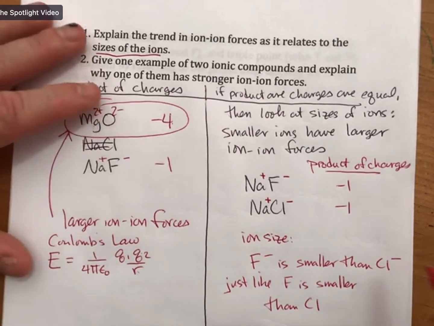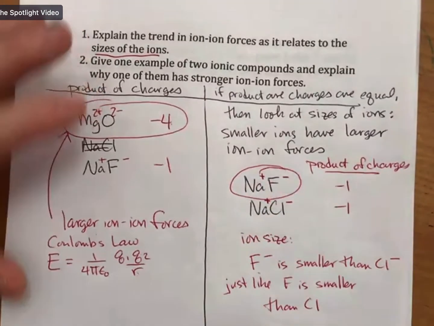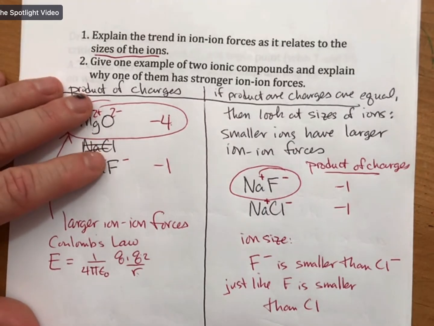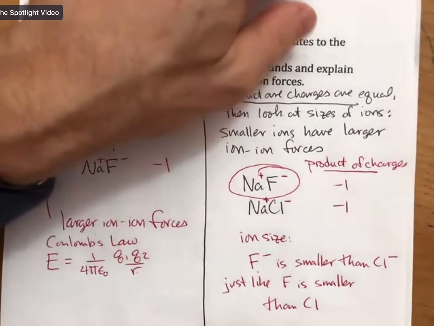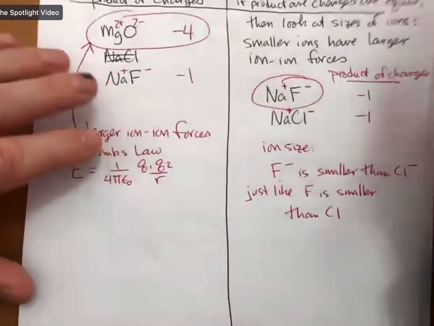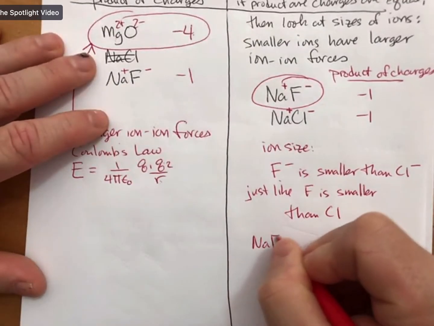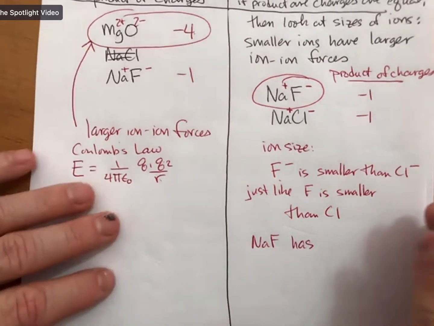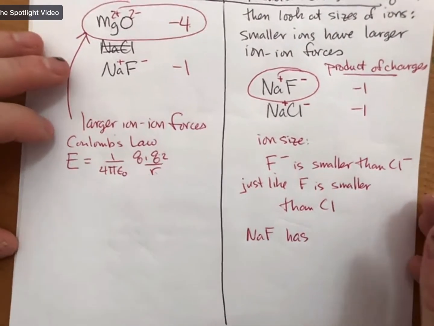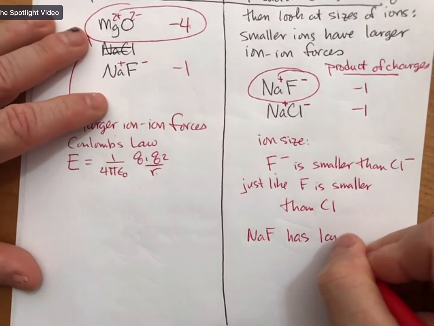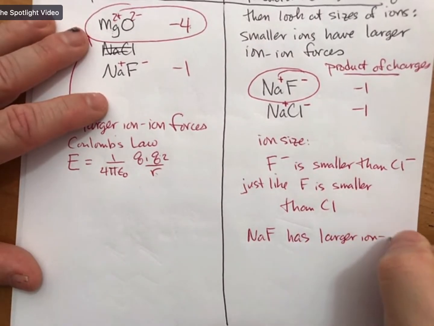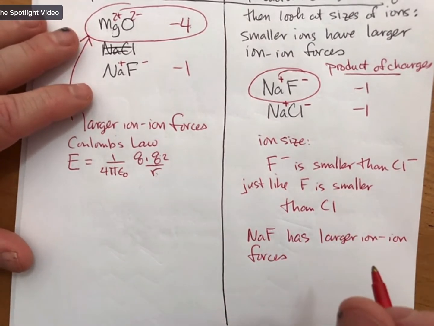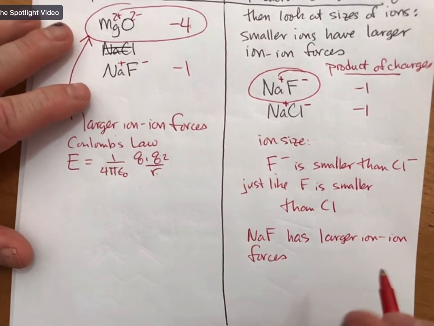And sodium fluoride, because it's smaller, has the larger ion-ion forces. So I guess I'll just write it the other way. Sodium fluoride has larger ion-ion forces because fluoride, F minus, is smaller than chloride.